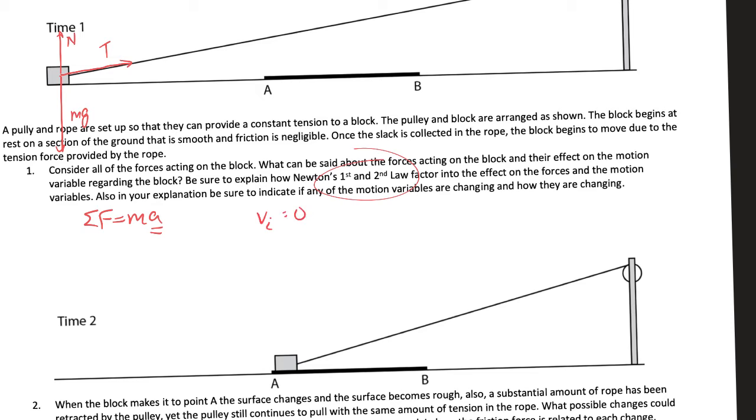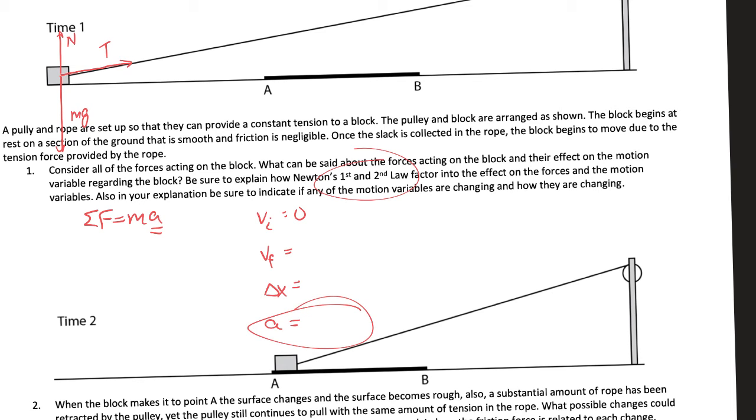Well, the initial velocity is not changing. That's where it started. But clearly, the velocity of the block is changing. It is increasing. Why? Because it's accelerating. And its displacement away from the origin is changing. Why? Because it's accelerating. So both of those motion variables are changing. And the acceleration is changing.